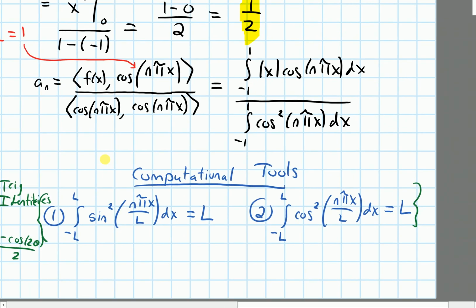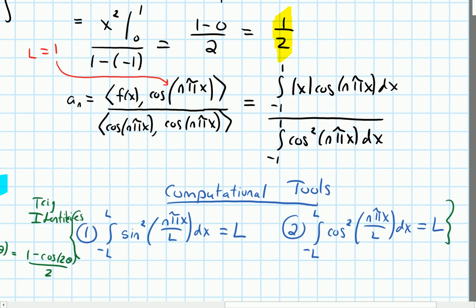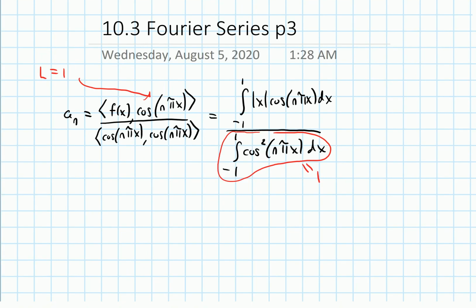All right, so for our problem, that's useful because this denominator, this integral from -1 to +1 of cosine squared, should be equal to L, but in our problem, L is 1. All right, so now let's continue our computation. So we got up to here.